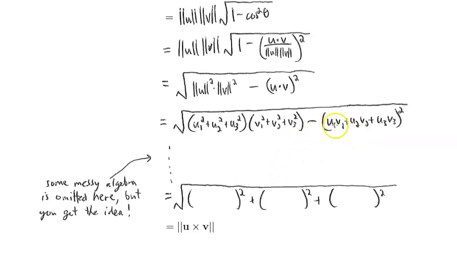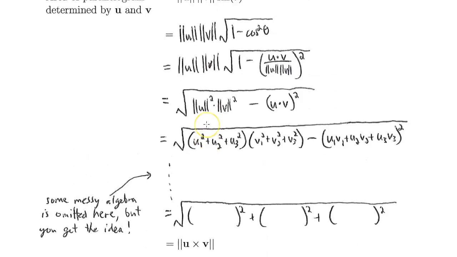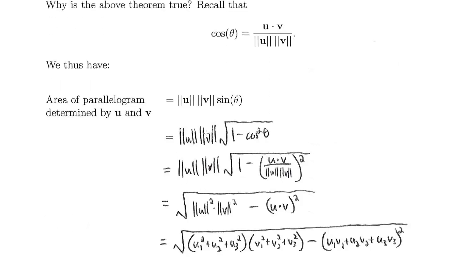A whole bunch of things will cancel, and then you can rewrite it in a certain way so that it's something squared plus something squared plus something squared. And it turns out that those somethings are actually the components of u cross v. So I omitted some messy algebra here, but you get the idea of how the proof would go. It's just going to involve some messy algebra. I've omitted some steps. You can try it if you want to.